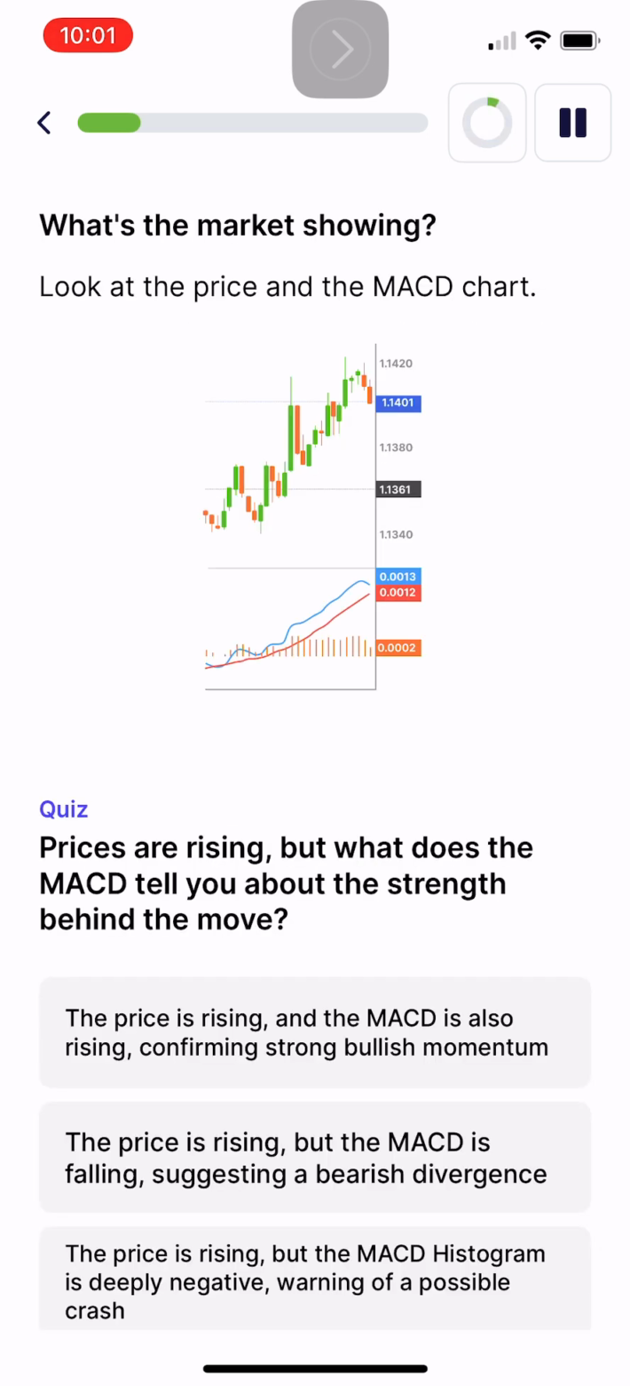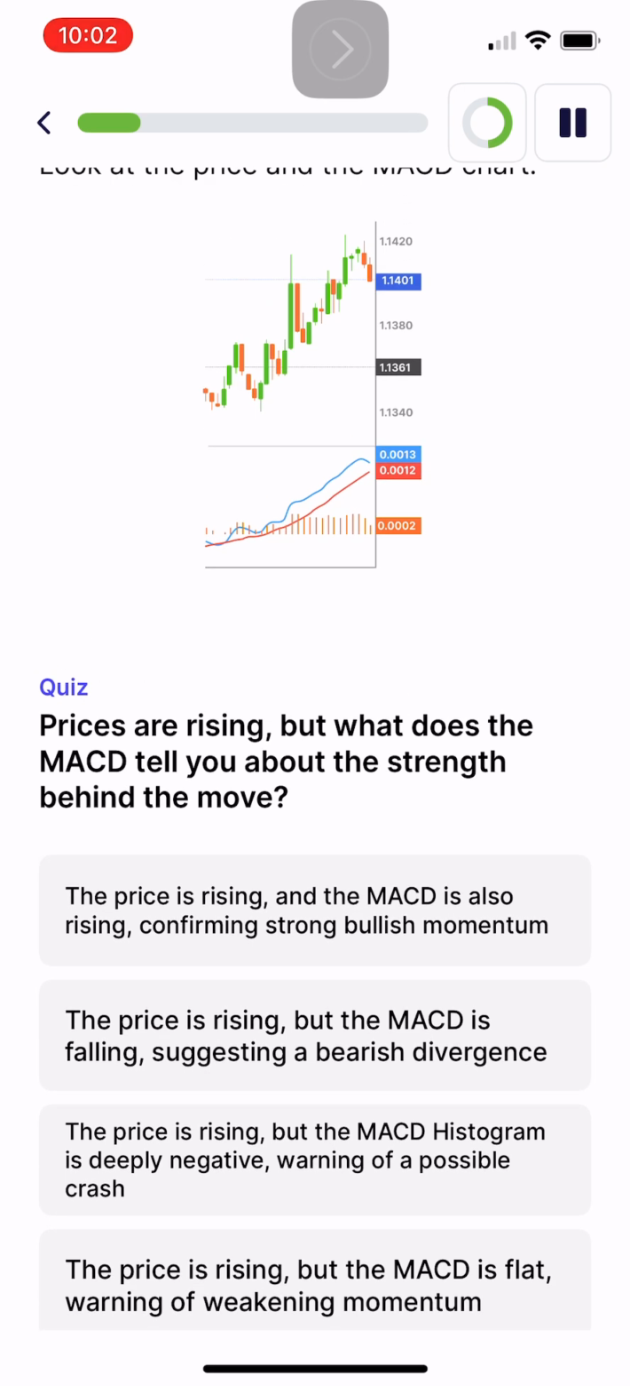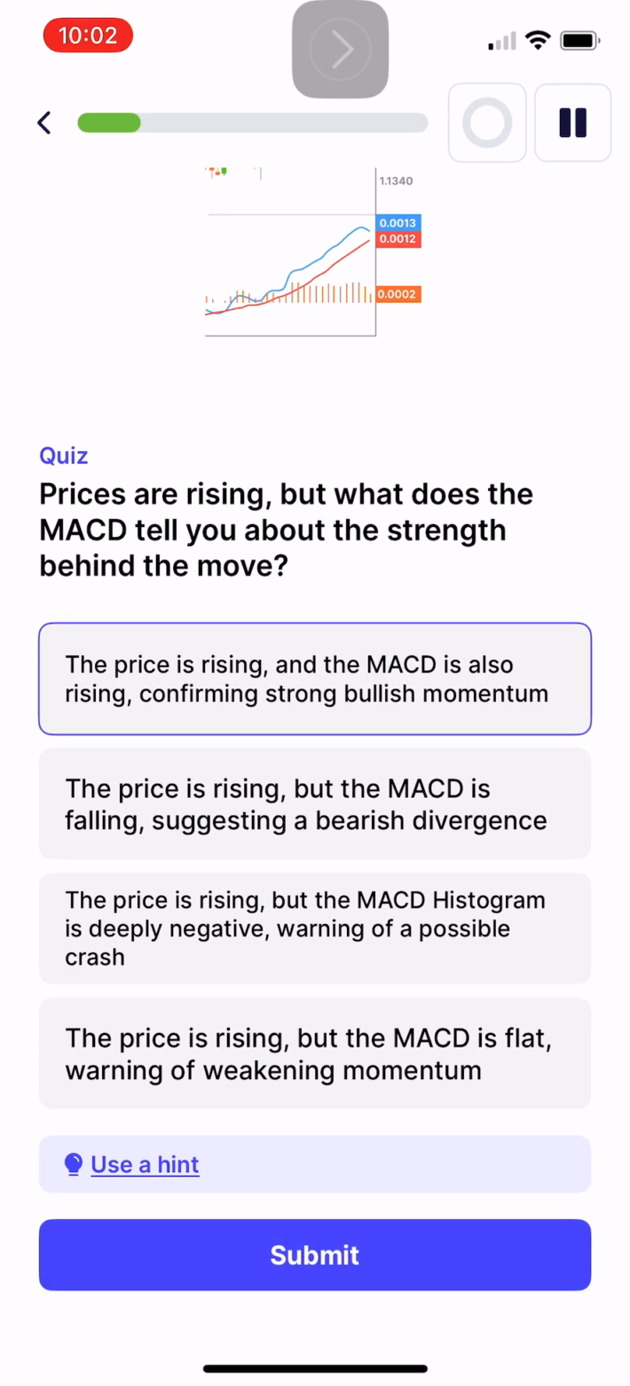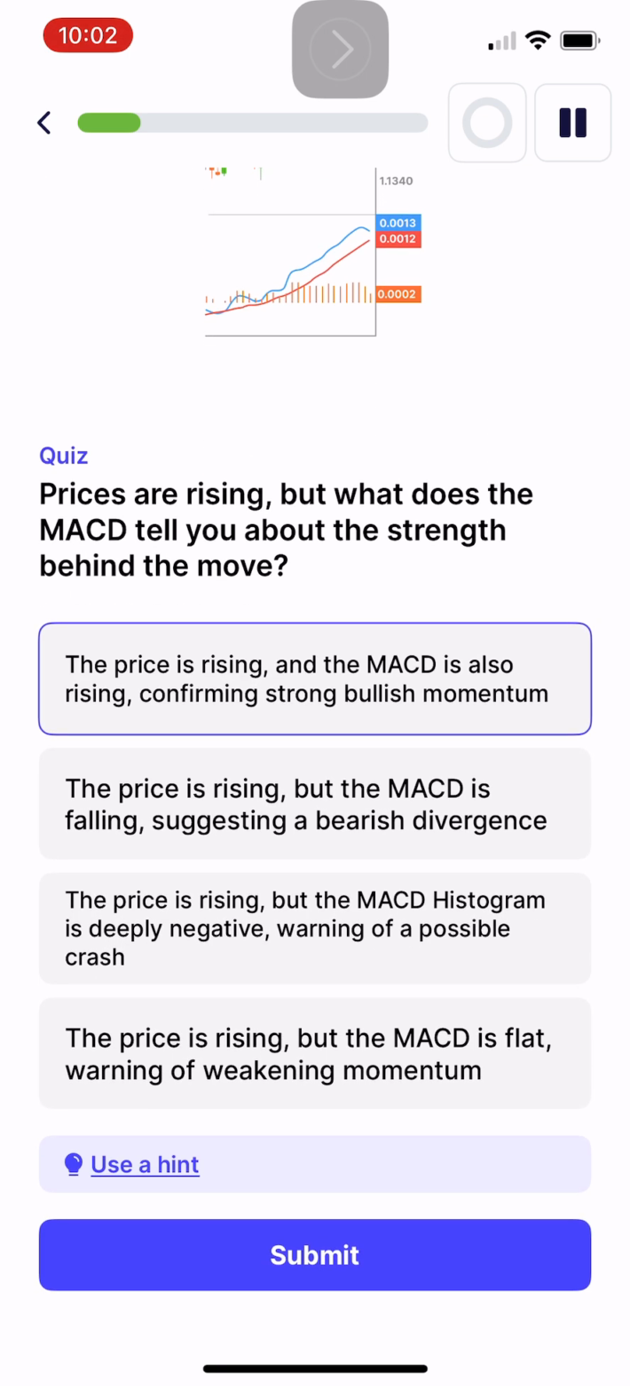Look at the price in the MACD chart. Prices are rising, but what does the MACD tell you about the strength behind the move? The price is rising and the MACD is also rising, confirming strong bullish momentum. The price is rising, but the MACD is falling, suggesting a bearish divergence. The price is rising, but the MACD histogram is deeply negative, warning of a possible crash. The price is rising, but the MACD is flat, warning of weakening momentum.